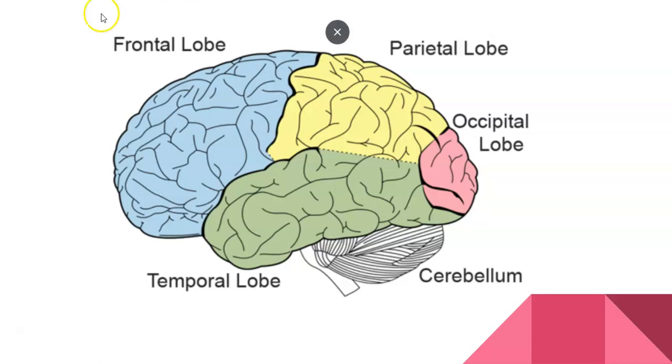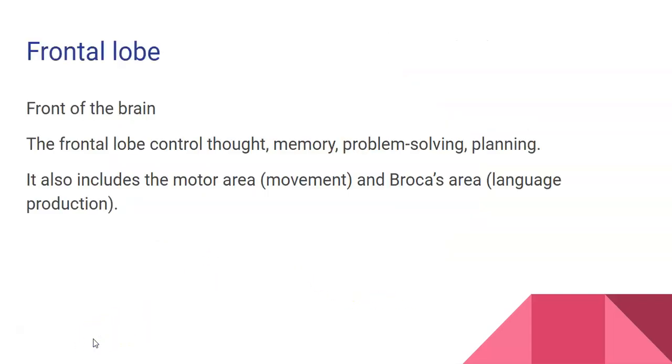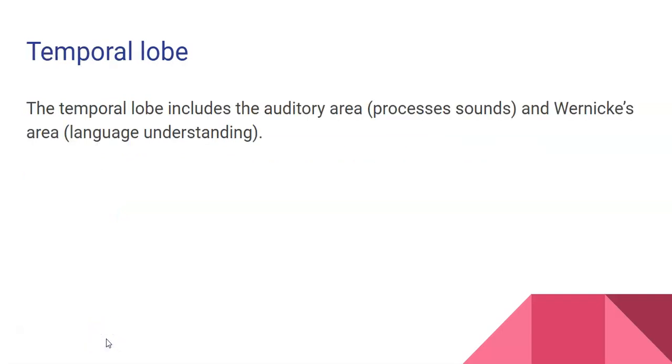You can see these little lobes here, your frontal, parietal, occipital and temporal lobes, and also the cerebellum down here at the back. So the frontal lobe is that front part of your brain, and it controls thought, memory, problem solving, planning. It also includes the motor area and Broca's area, which is important for language production. The temporal lobe is really important for auditory processing, so it processes sounds, and it also holds something called the Wernicke's area. So this is what's needed for language understanding.